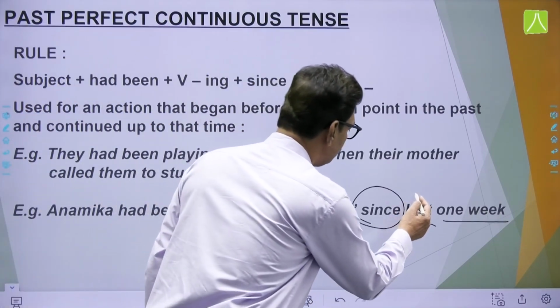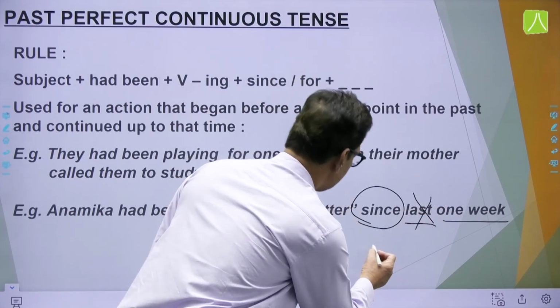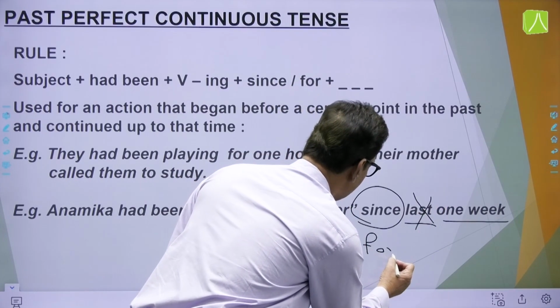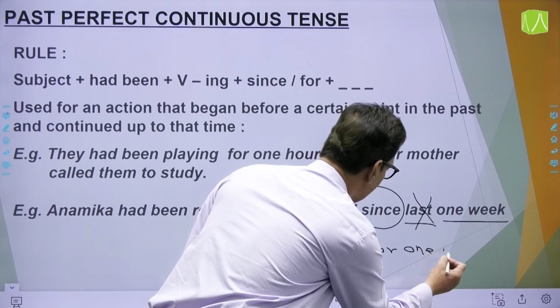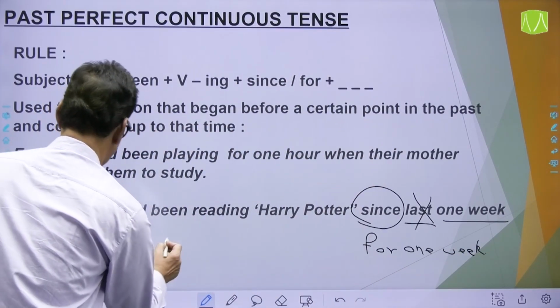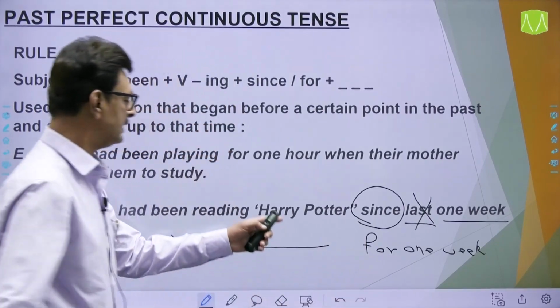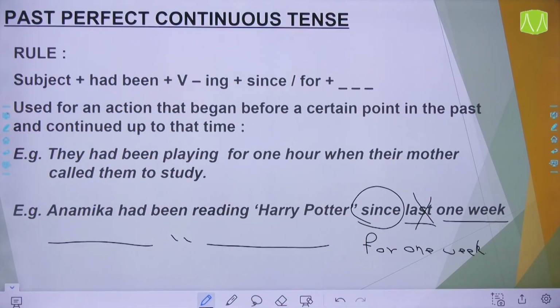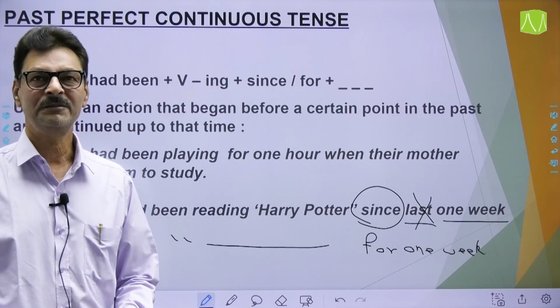If this last would not have been there, suppose if this was not there, then what would your answer be? For 1 week. Yes. Then the sentence becomes: Anamika had been reading Harry Potter for 1 week.